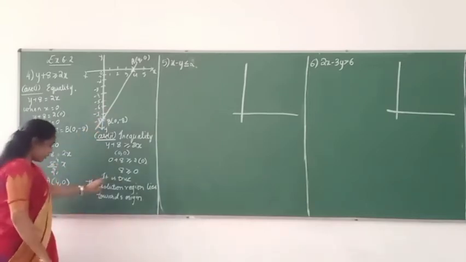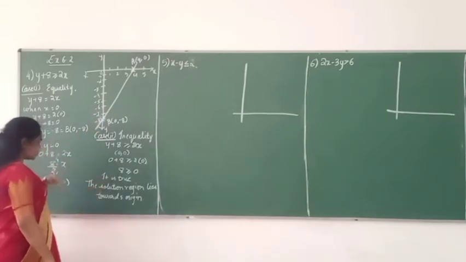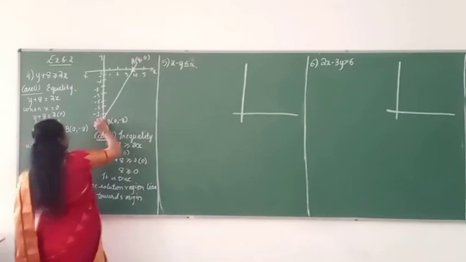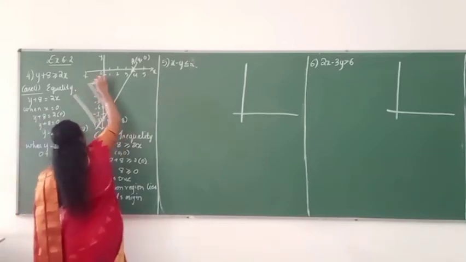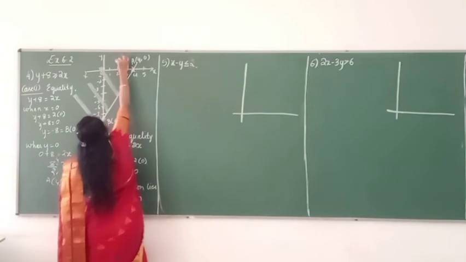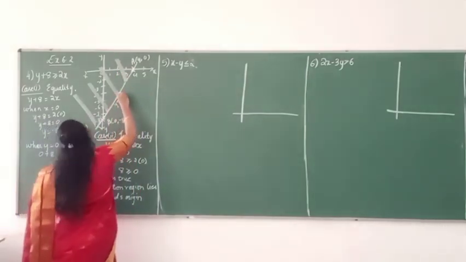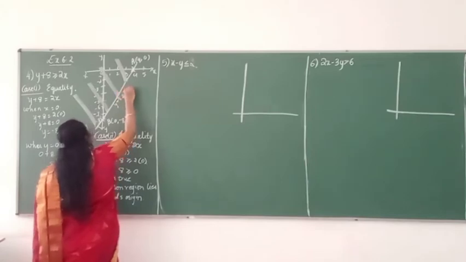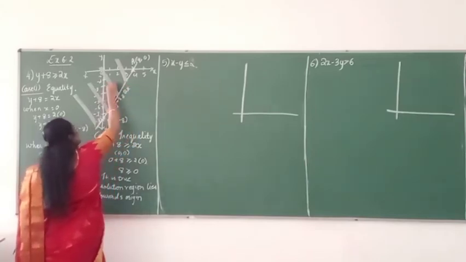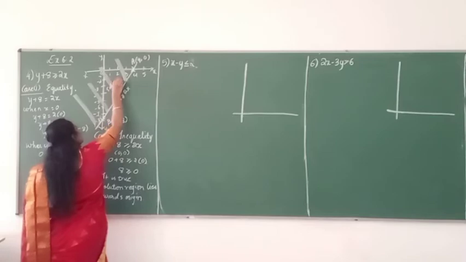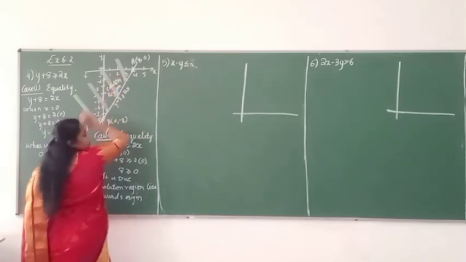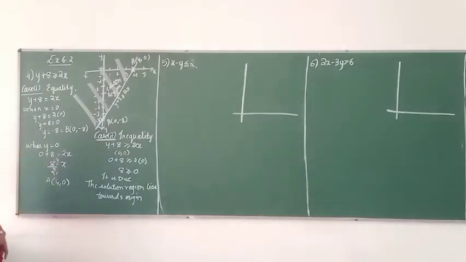Now, therefore it satisfies the inequality, so it moves towards the origin. So the inequality 8 is greater than or equal to 2x, this is nothing but your solution region. Is it clear? Next, now let us move on with the next problem.